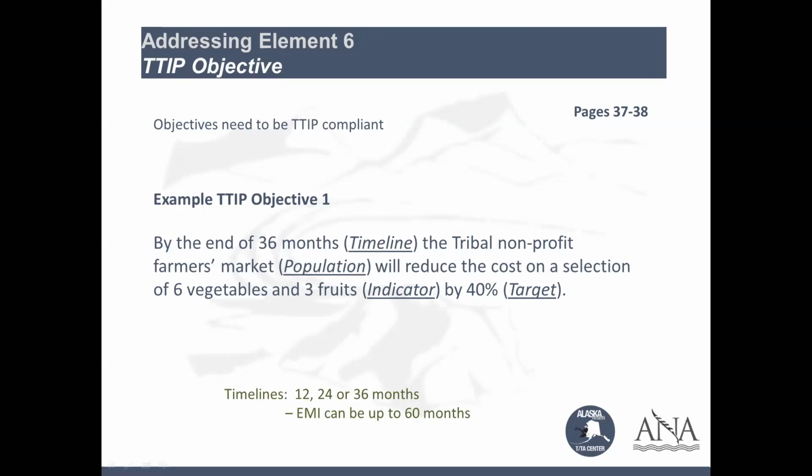So for the example we've been working through, by the end of 36 months, the timeline, the tribal nonprofit farmers market, the population, will reduce the cost on a selection of 6 vegetables and 3 fruits, the indicator, by 40%.